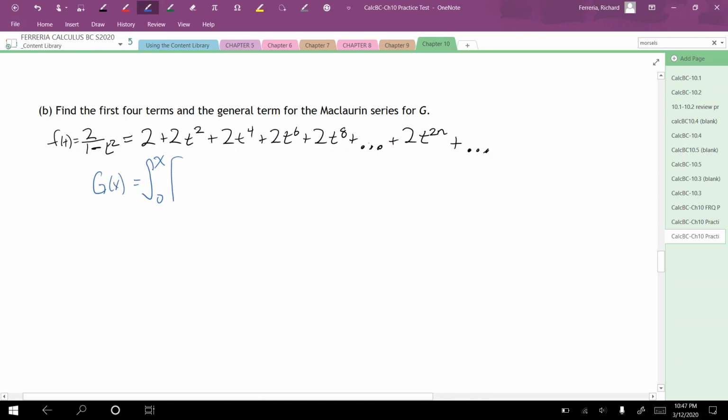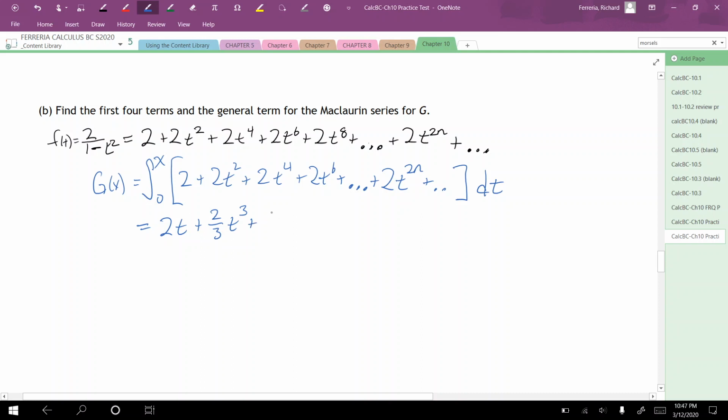So 0 to x, oh, I should probably say this is g of x. G of x equals the integral of 2 plus 2t squared plus 2t to the 4th plus 2t to the 6th plus, I don't know why I wrote 2t to the 8th, totally unnecessary, 2t to the 2n plus dot dot dot, and then dt. Great. Antiderivative of 2 is 2t. Antiderivative of 2t squared, 2/3 t cubed. Right on down the line, 2/5 t to the 5, 2/7 t to the 7th.